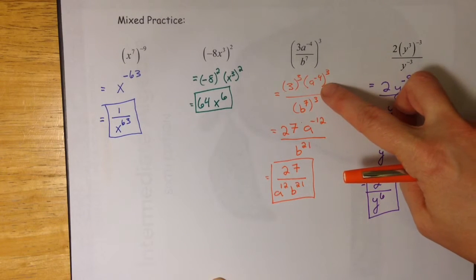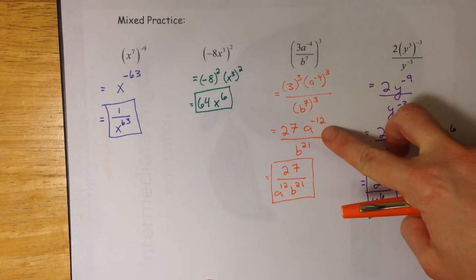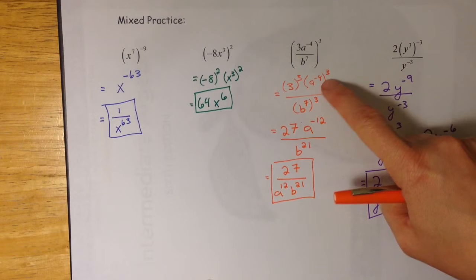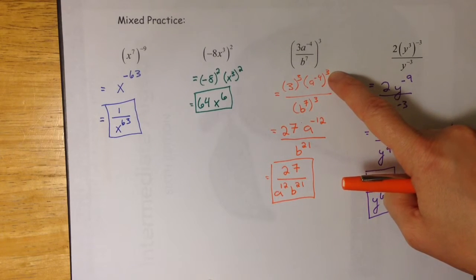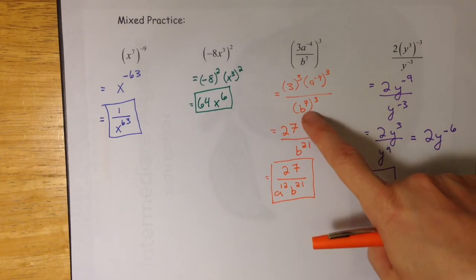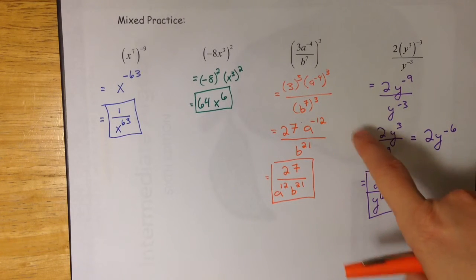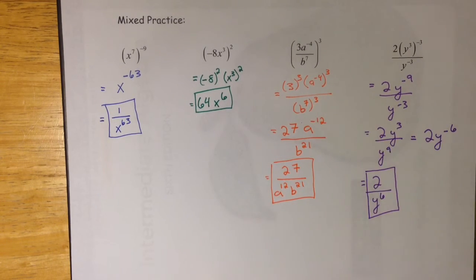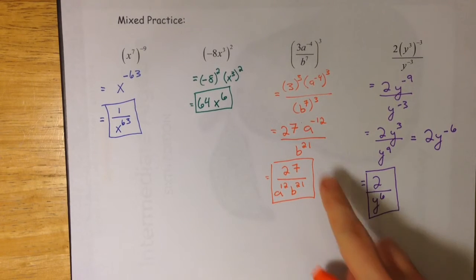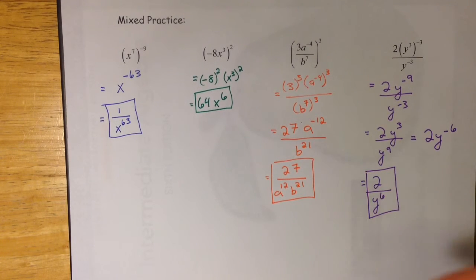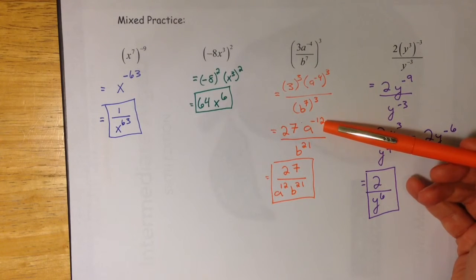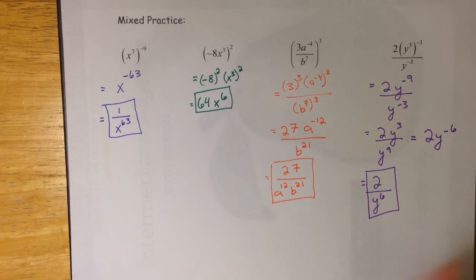A to the negative 4th to the 3rd power is a to the negative 12th. I have a power to a power, so I multiply the powers. And similarly, b to the 7th cubed is b to the 21, 7 times 3. Now I'm so close to being done, but that a to the negative 12 is bothering me because of the negative exponent, so I'm going to move it from the top of the fraction to the bottom of the fraction, giving me 27 on top, and a to the 12th, b to the 21st on the bottom.